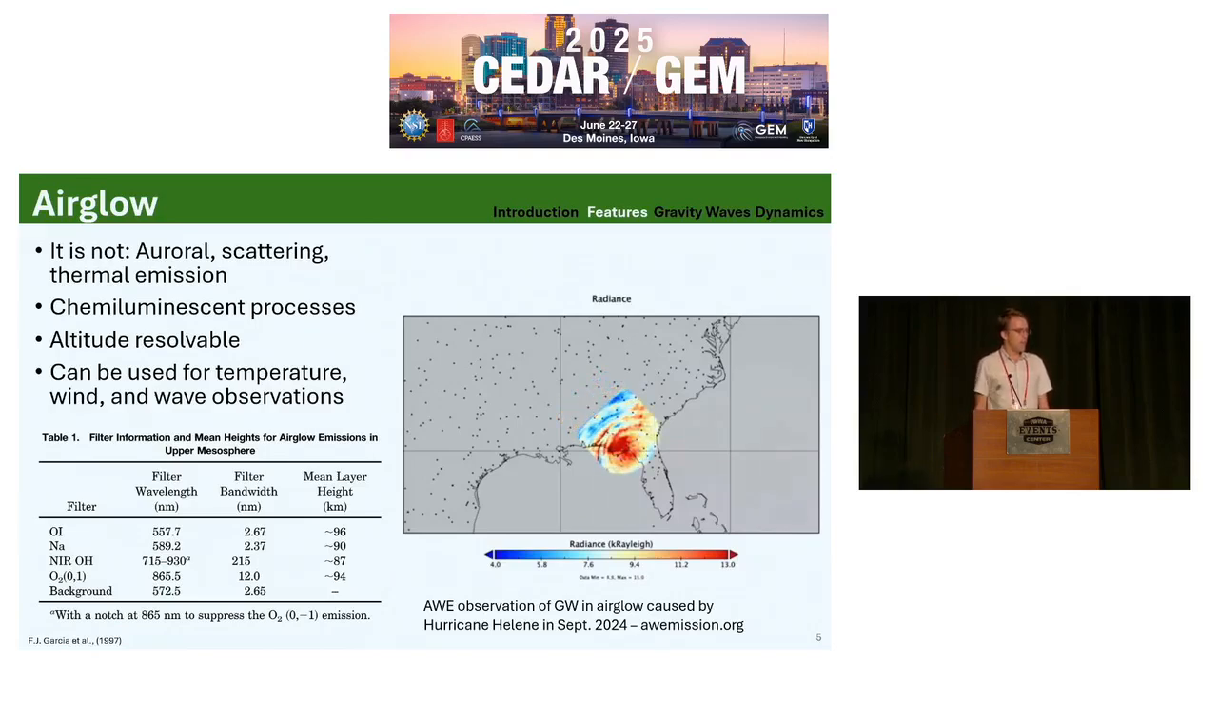Like you can see here from the AWE instrument mounted on the ISS, they were able to observe gravity waves coming off of a hurricane last year. I'll let that video finish.